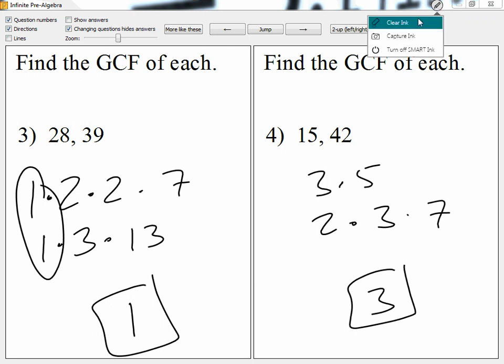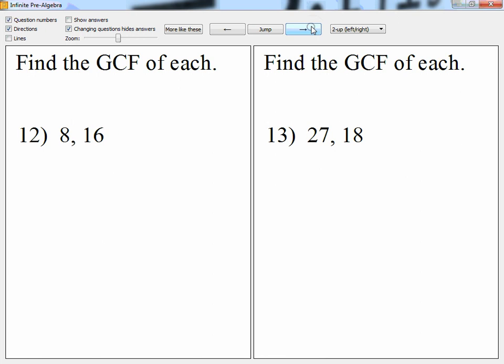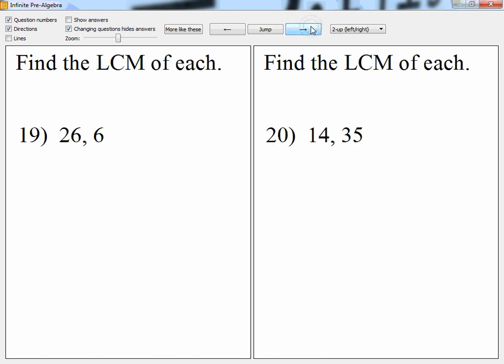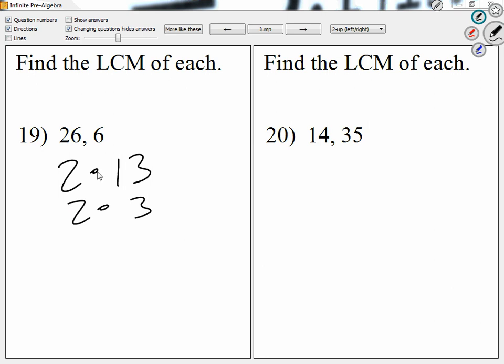Okay, I mentioned that greatest common factor is easier than least common multiple. But let me take a look at number 19. So I'm going to look at least common multiple, and I'm going to start it the same way. The prime factorization of 26 is 2 times 13. Prime factorization of 6 is 2 times 3.